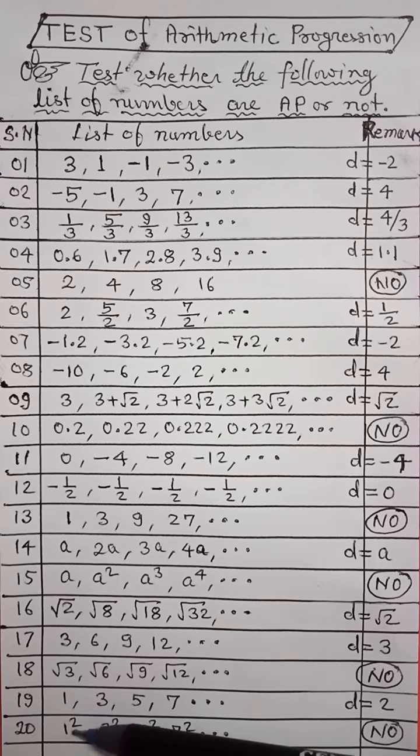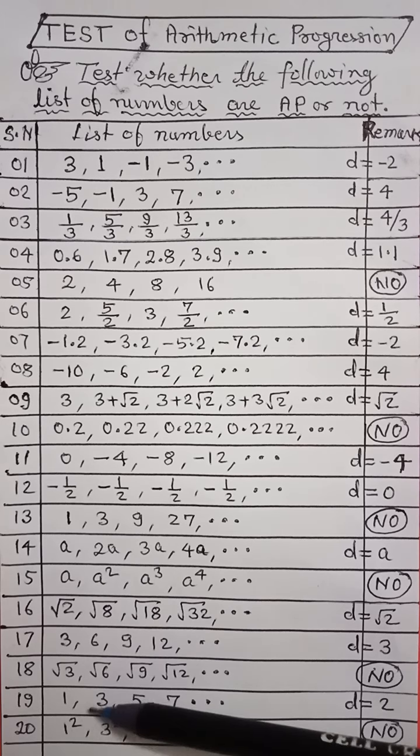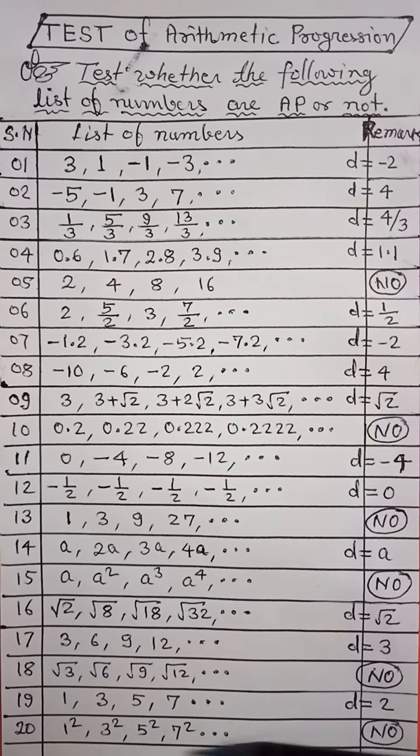Now we see here 1 square, 3 square, 5 square. 1 square is 1, 3 square is 9. 9 minus 1 is 8. Now 5 square is 25. 25 minus 9 is 16. And this is not equal to 3 square minus 1 square, that is 9 minus 1, that is 8. And therefore we don't find any such common difference, and therefore this is an example of a sequence which is not an arithmetic progression.